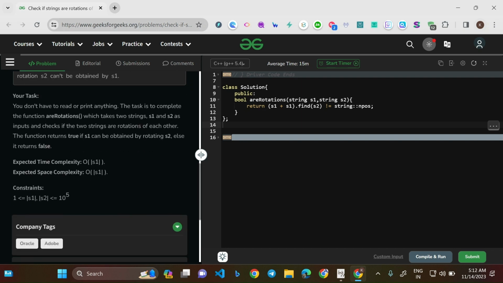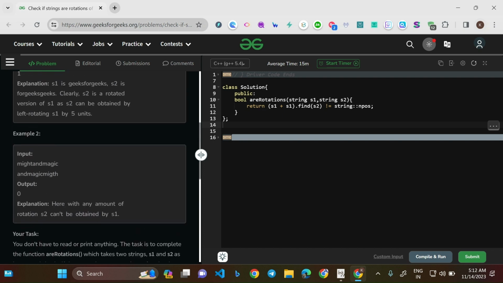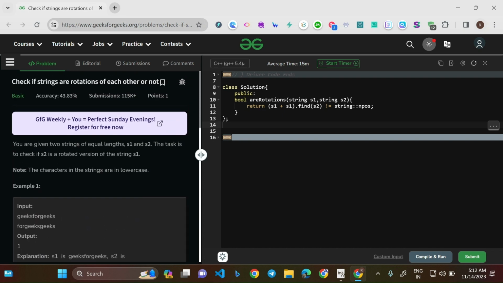The expected time complexity is O of length of string s1, and space complexity is O of length of string s1. The length of s1 and s2 can go up to 10 power 5, starting from 1. It's clearly mentioned that you're given two strings of equal lengths. I'm stressing on it once again because you might find solutions which first keep a condition like s1.length equal to s2.length. Need not, because it's clearly mentioned that the two strings are of equal lengths.